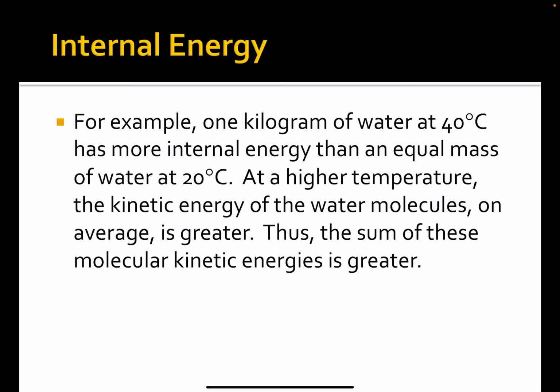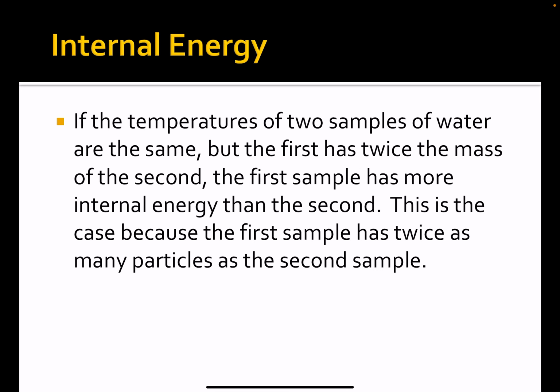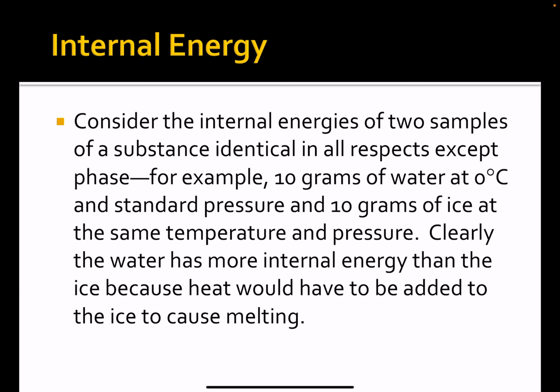And then also, we can talk about a couple examples. So if we have 1 kilogram of water at 40 degrees Celsius, and then another mass at 20 degrees Celsius, obviously the one with the higher temperature has more shakiness. It has more kinetic energy, so it's going to have more internal energy. However, if we have two objects at the same temperature, or what does this say? Two samples of, for example, 10 grams of water at 0 degrees Celsius and 10 grams of ice at the same temperature and pressure.